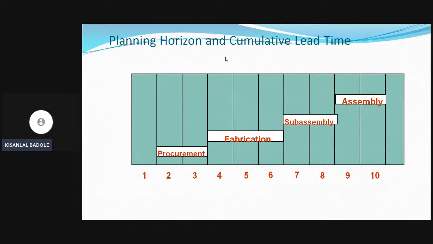These are the different planning horizons and cumulative lead time. How are we cumulating it? This is procurement, fabrication and sub assembly, after that assembly, flowing in sequence. We find cumulative lead times with the help of this particular chart, for this purpose: procurement, fabrication, sub assemblies and assemblies.